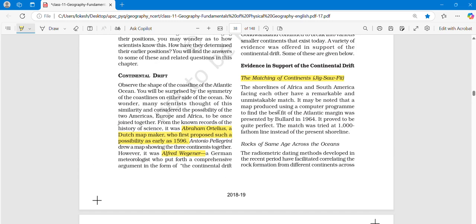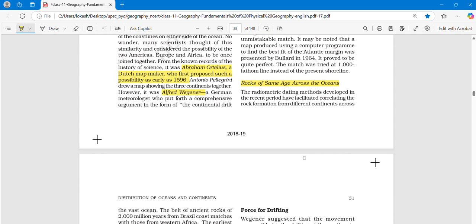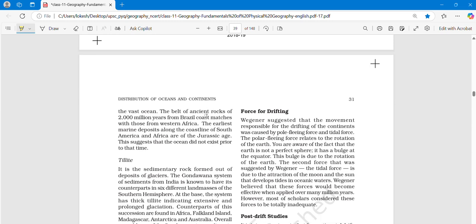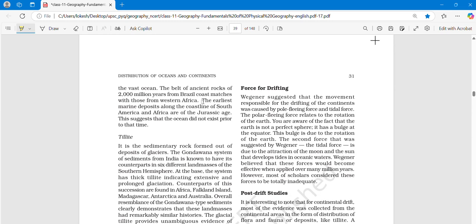It's remarkable to note that a scientist produced a computer program to find the best fit of the Atlantic margin, and it proved to be quite perfect. The match was quite perfect. Next is rocks of the same age across the ocean. The radiometric dating methods developed in the recent period have facilitated correlating the rock formations between different continents. Okay, the belt of ancient rocks from Brazil and from Western Africa match. The earliest marine deposits along the coast of South America and Africa are of the Jurassic Age. So the ocean did not exist prior to that period.